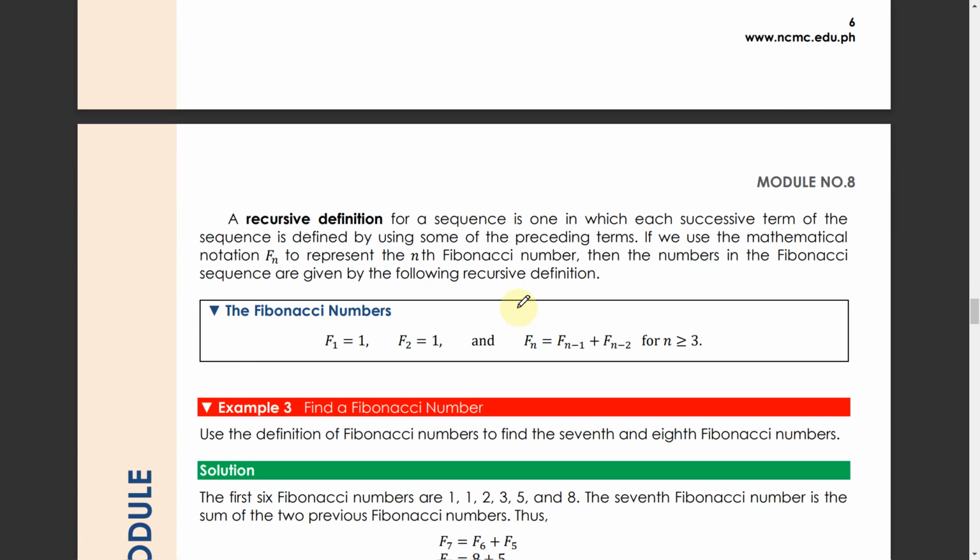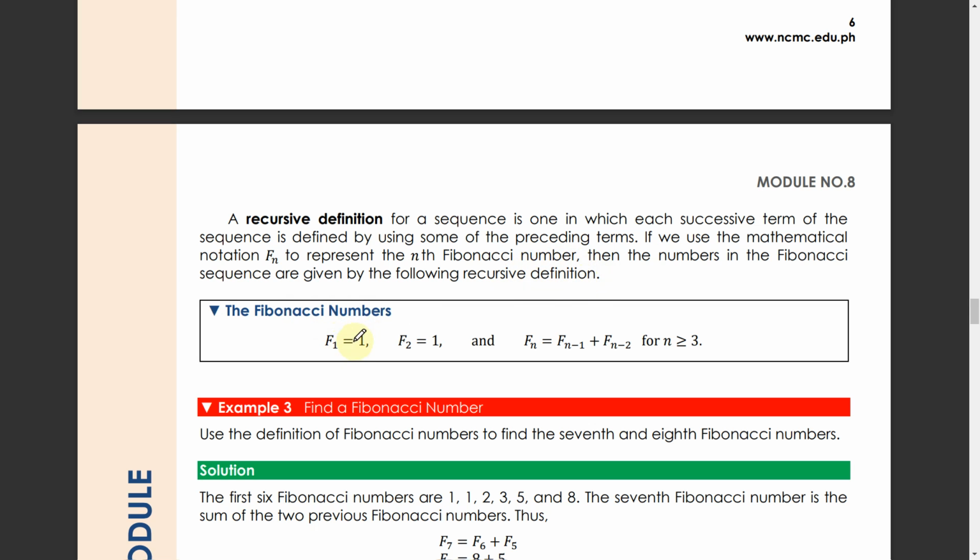Okay? So a recursive definition for a sequence is one in which each successive term of the sequence is defined by using the sum of the preceding terms. So if we use the mathematical notation f of n to represent the nth term of the Fibonacci number, then the numbers in the Fibonacci sequence are given by the following recursive definition. So this is the Fibonacci number.